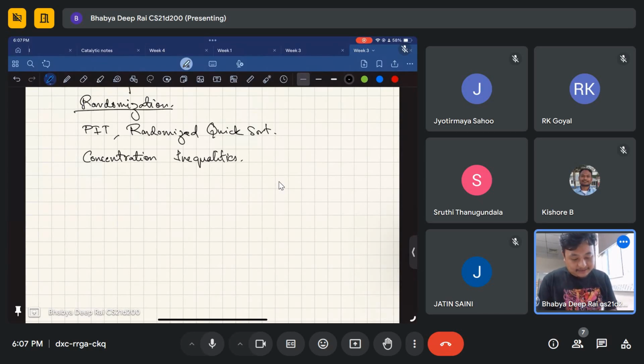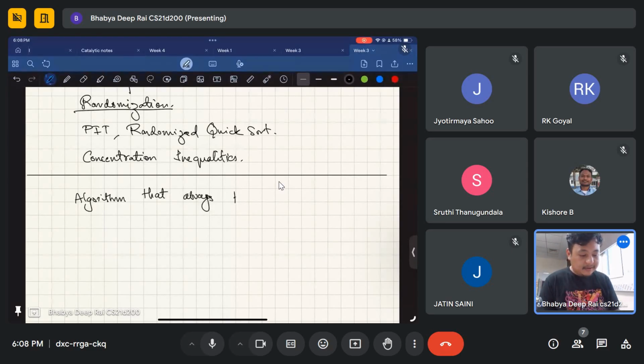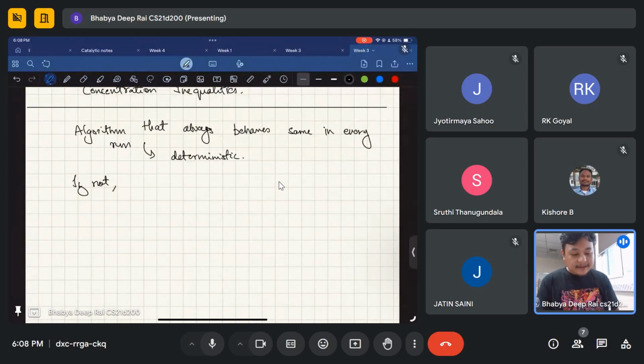So what is randomization? Well, if you have an algorithm that always behaves the same way, that behaves the same in every run, that is what is called a deterministic algorithm. The opposite is, if not, and it depends on what is called stochasticness, then your algorithm is randomized.